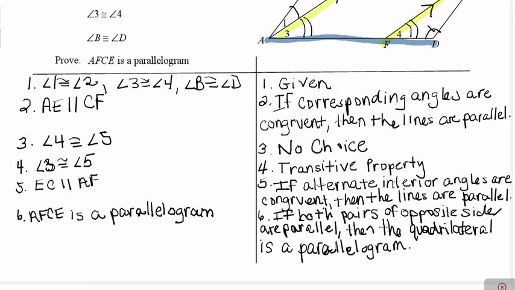So hopefully now you have a better idea of when to use the no-choice theorem. We had to use that no-choice theorem in order to get angles 3 and 5 congruent to each other. So again, remember, only use the no-choice theorem when you're trying to prove the third pair of angles in a triangle congruent. Angles is the key word, not proving triangles, only proving the third pair of angles.